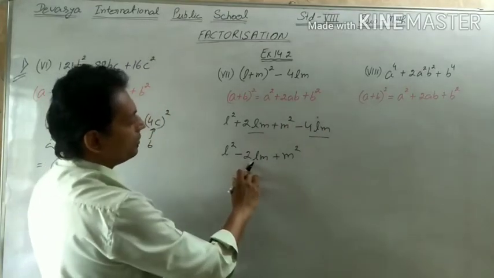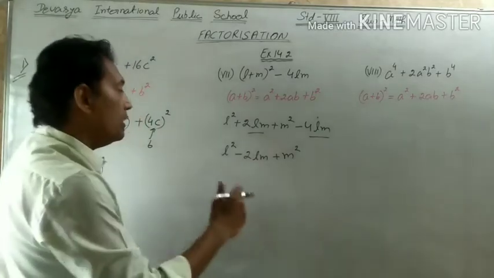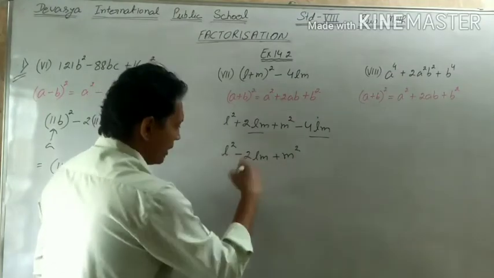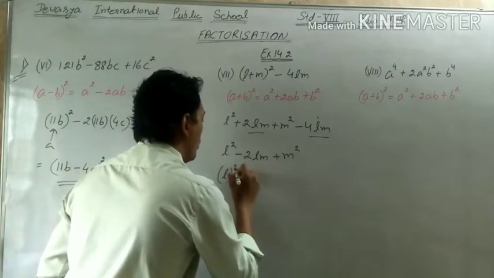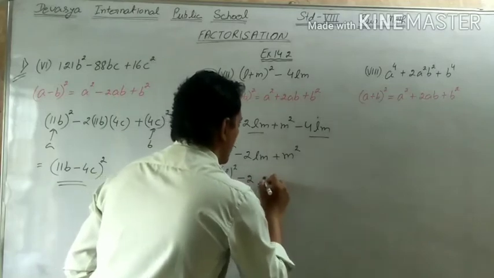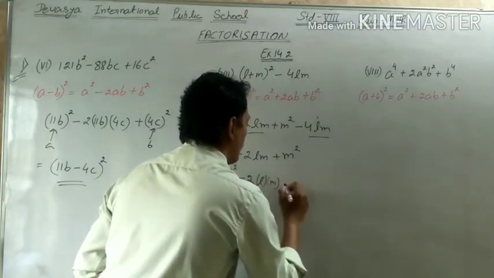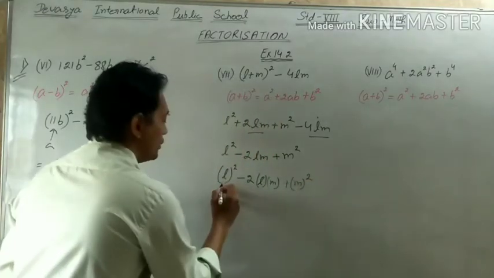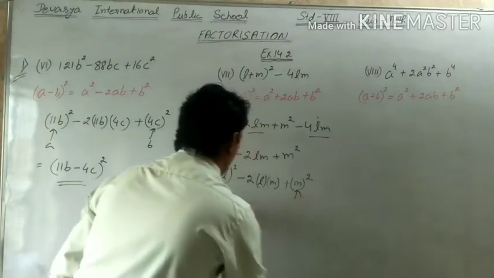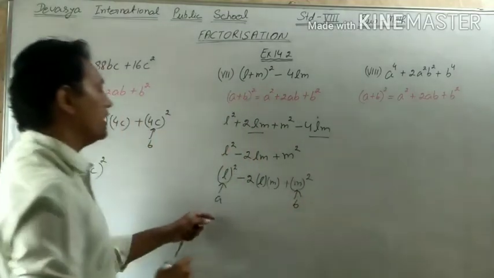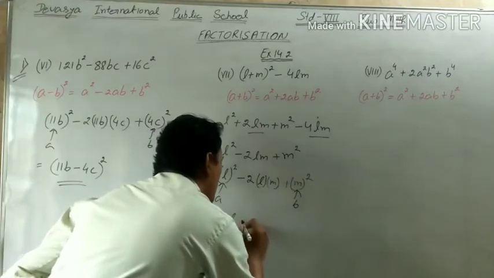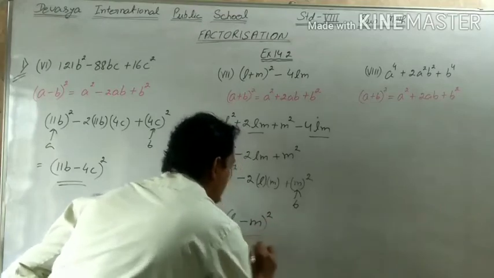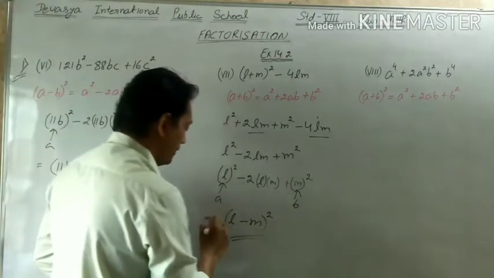Okay, but the thing is the middle term is negative, so we need to bring this in the form (a minus b) whole square. So this is your a. We can convert this to l whole square minus 2 into l into m plus m whole square. So this is your a, this is your b, and we need to write (a minus b) whole square. So (l minus m) whole square. So this is your factorization.